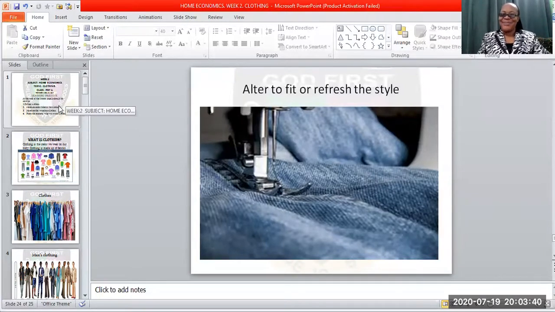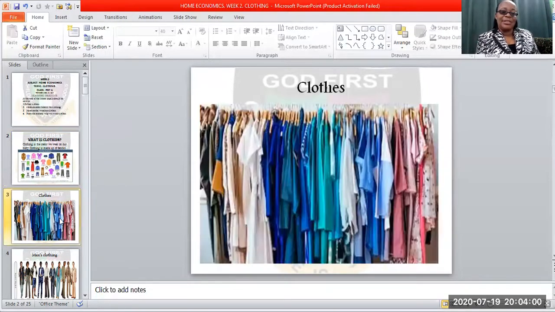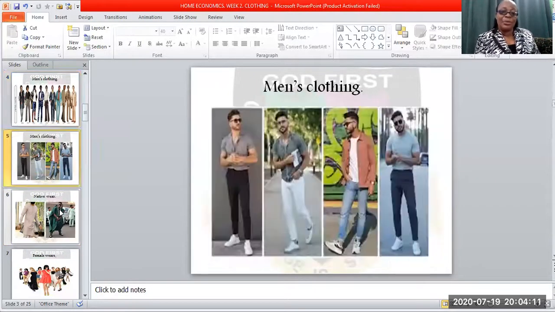Beautiful, very good. So let's give a wrap up of what we have learned so far. What have we said? That clothing is the items we wear on our body. And clothing is made up of fabrics. And we have seen samples of different fabrics. Yes, we have seen them all, right? Okay, so what else do we have to see? We know that men wear clothes, women wear clothes.